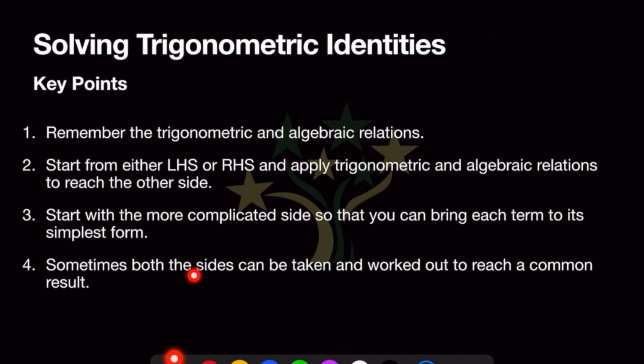But sometimes you will see that both the sides are complicated. So in that case, you can either take LHS or RHS, or you can work out both of the sides together to bring to a common result and prove that LHS is equal to RHS. Using these key points, you can start solving your trigonometric identities and your problems.